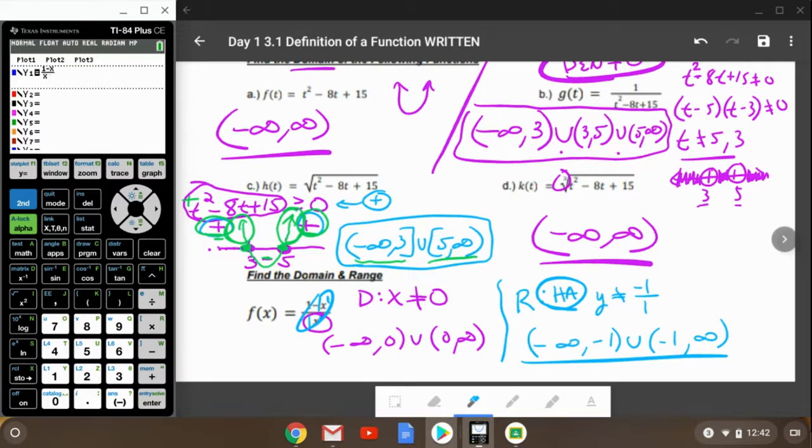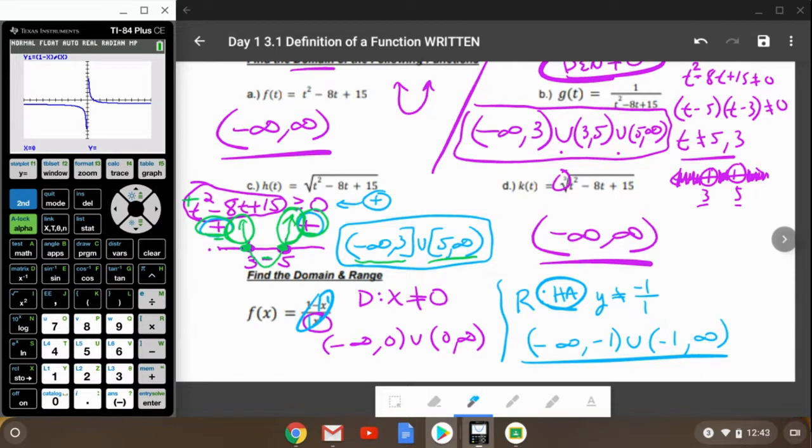What I want to do, if I were to just hit zoom 6, because you may have been playing with your calculator before, the window might be all crazy. So hit zoom 6, and that kind of sets it up. And you can see, there you go, at x equals 0, there was our vertical asymptote, right? If I hit trace, at x equals 0, I have y equals nothing, because I have a vertical asymptote right there. If you look at it, there's a horizontal asymptote at y equals -1.